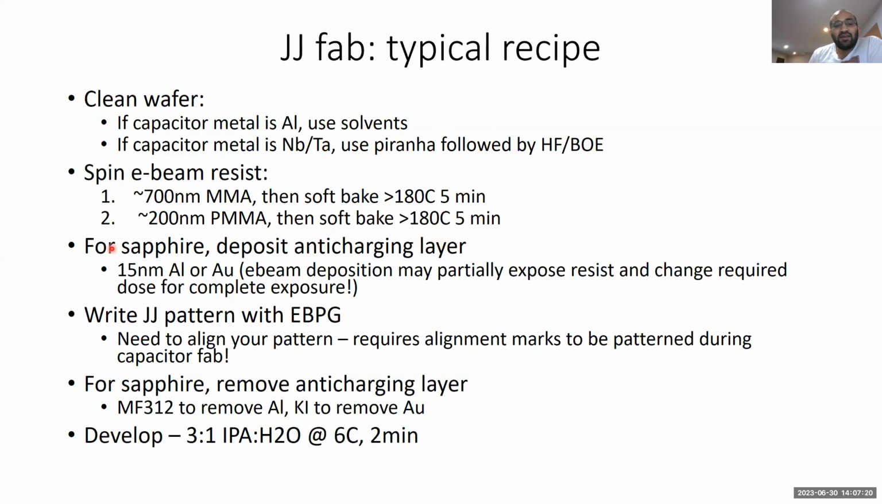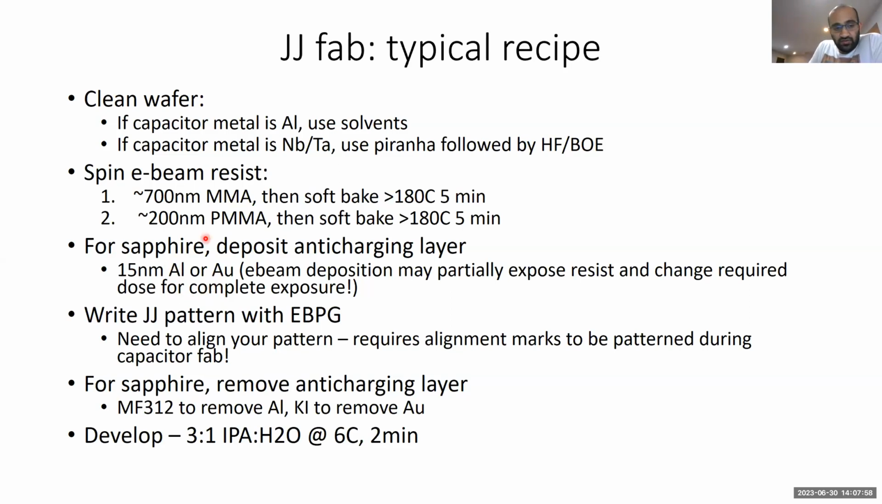Now, if your substrate is sapphire, you want to deposit an anti-charging layer. And that's because when you're doing electron beam lithography, you're literally shooting electrons at your substrate. And if your substrate is non-conducting, like sapphire is, then those electrons have nowhere to go, and they'll build up on the surface and they will deflect and scatter additional electrons that are being fired on the substrate. And so as a result, you need some sort of grounding layer so that those electrons have somewhere to go. And so typically what we use is aluminum or gold.